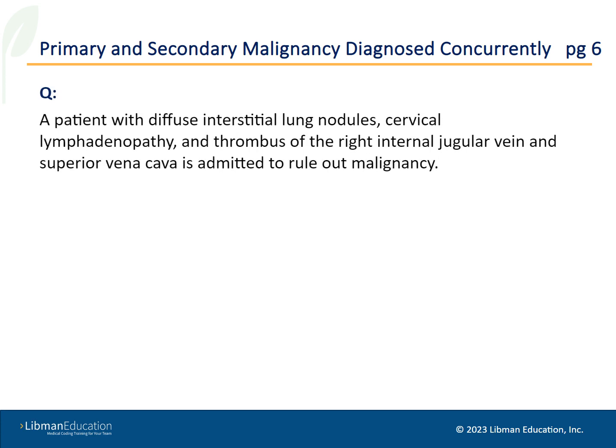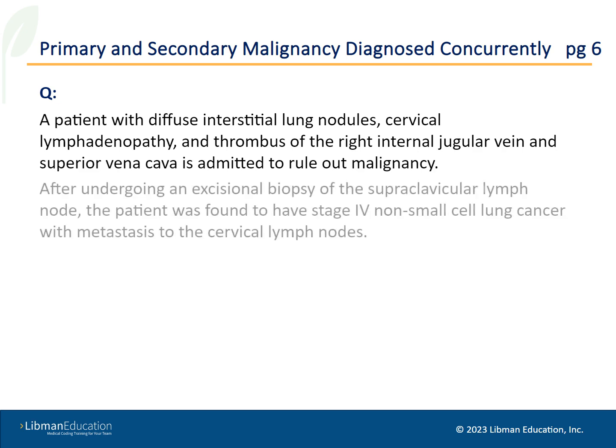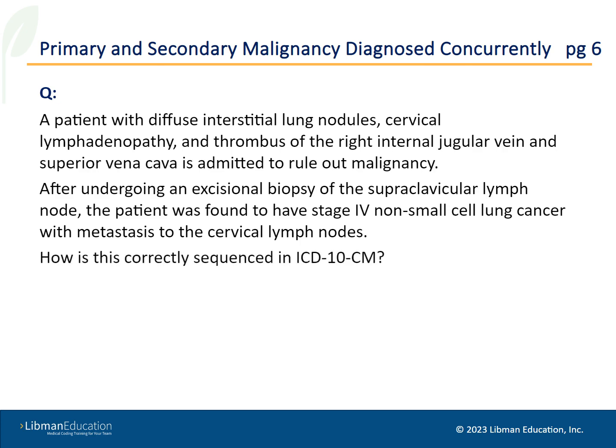A patient with diffuse interstitial lung nodules, cervical lymphadenopathy, and thrombus of the right internal jugular vein and superior vena cava is admitted to rule out malignancy. After undergoing an excisional biopsy of the supraclavicular lymph node, the patient was found to have stage 4 non-small cell lung cancer with metastasis to the cervical lymph nodes. How is this correctly sequenced in ICD-10-CM?